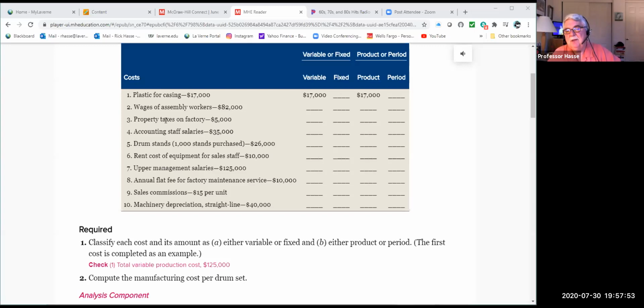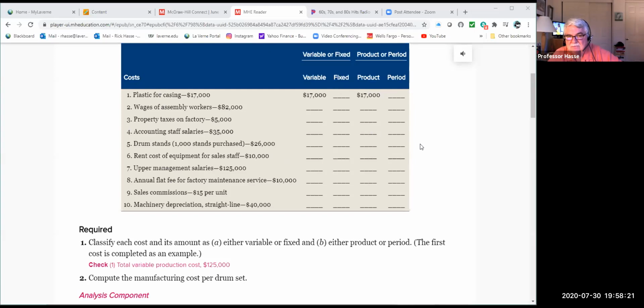You're going to have a problem on your exam where I'm going to give you a list of these costs, and I'm going to give you two other columns: variable, fixed, product, period, materials, labor, or overhead. Now, for the period cost, you would leave that blank. But for the product cost, you would have to determine materials, labor, overhead.